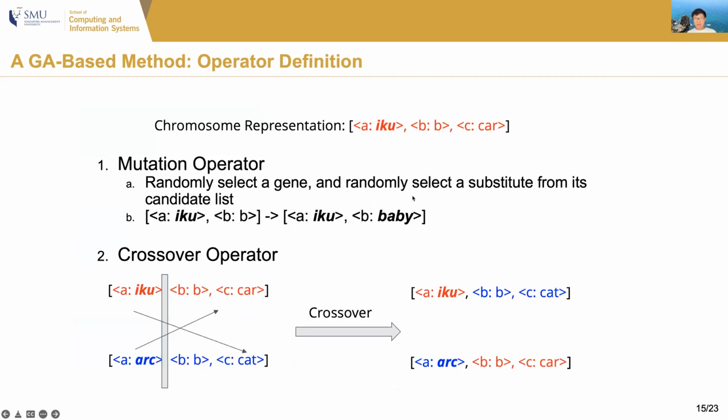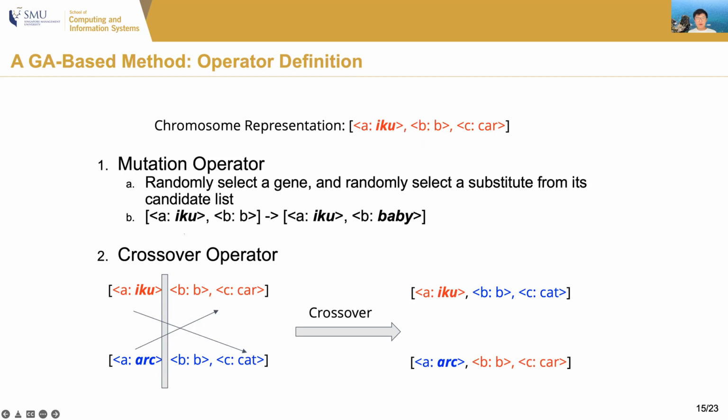Now we introduce the genetic algorithm to conduct a more comprehensive search. We first explain the chromosome representation. Assuming a code snippet has three variables, the solution can be represented as a list consisting of three tuples, representing the original variable and the new variable in the solution. So here it represents a solution that replaces the variable A with IKU, B remains the same, and C becomes a car. We use two simple operators in the genetic algorithm. The mutation operator randomly selects a gene, in other words, a tuple, and randomly selects a substitute from the candidate list.